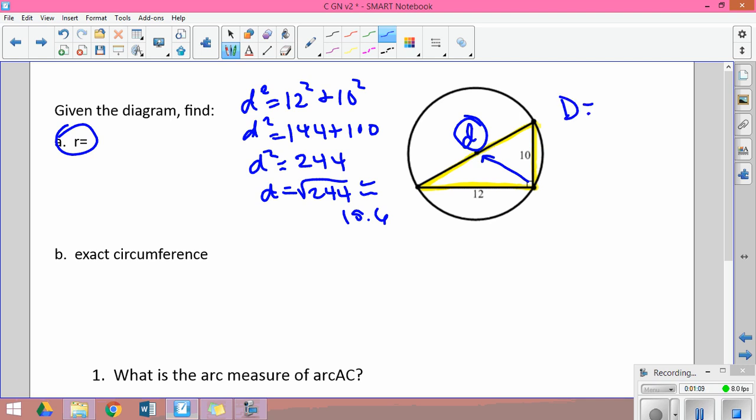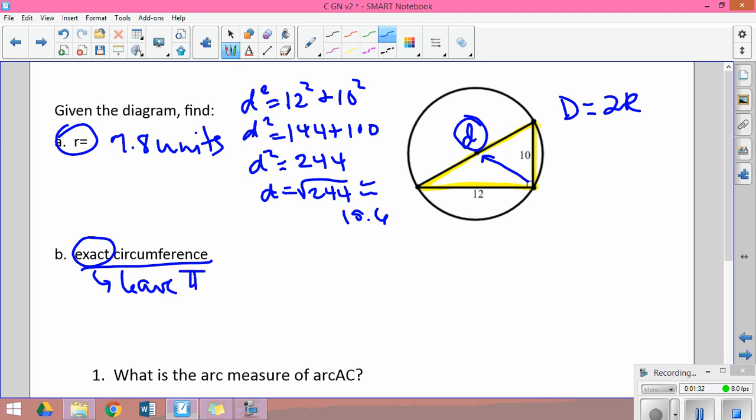Remember, the diameter is equal to 2 times the radius. So if I divide the diameter in half, I find out that my radius is 7.8 units. Now I've done all this work. The exact circumference, exact means leave pi in the answer.